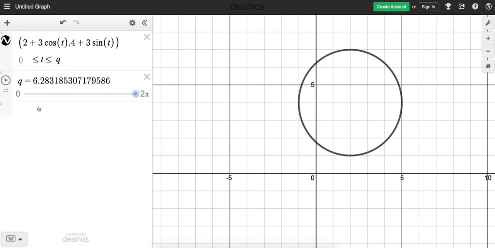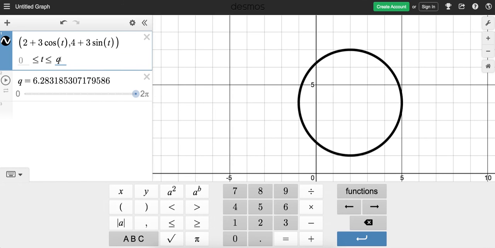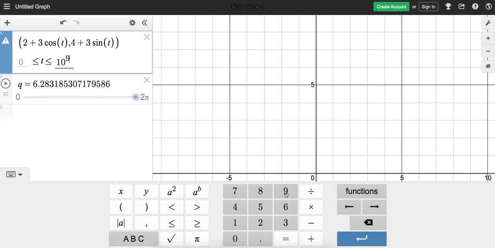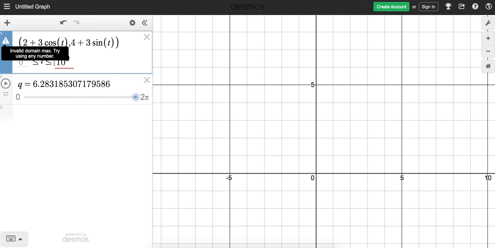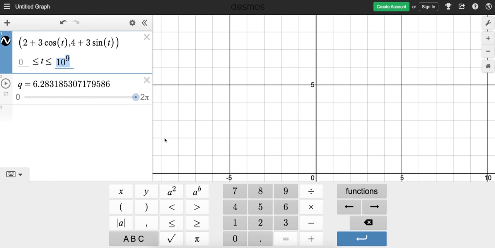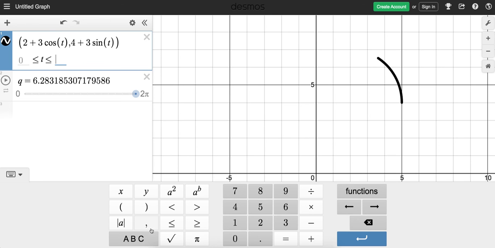So we can also adjust it if the parameter was infinity or negative infinity. Desmos doesn't have that capability as of the recording of this video. So let's say instead of 2 pi, it was infinity. Well, we'd have to pick a number that's really big. We could do something like 10 to the 9th power. Oh, no, that would have to be... delete this and put Q.